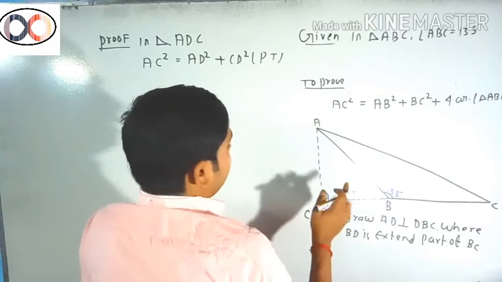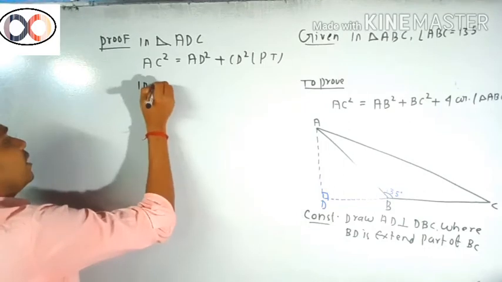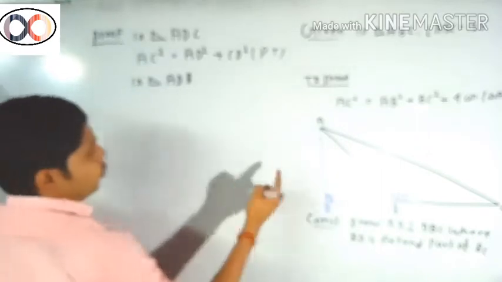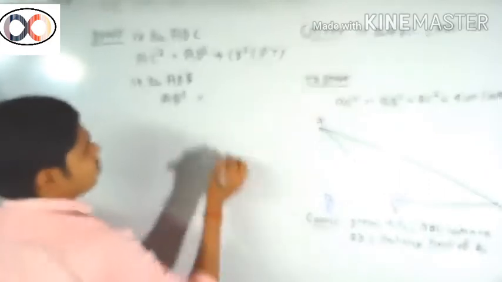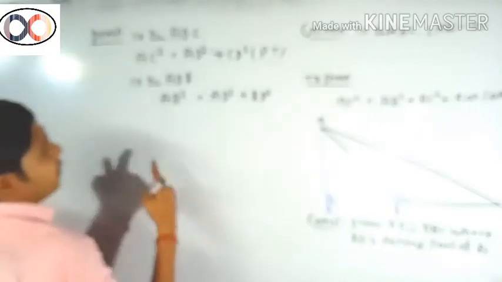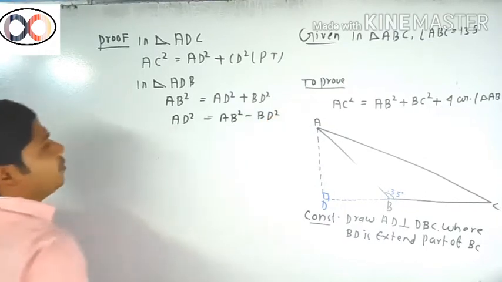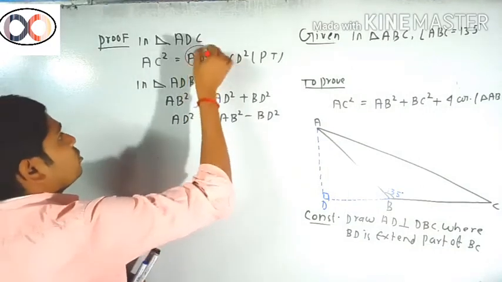In right angle triangle ADB, we can write AB square equals AD square plus BD square. We will have to replace AD square, so we can write AD square equals AB square minus BD square. This is the value of AD square; we can replace it from this.